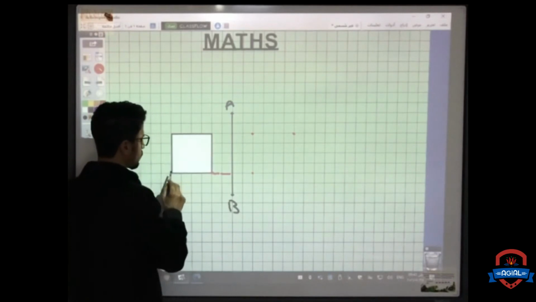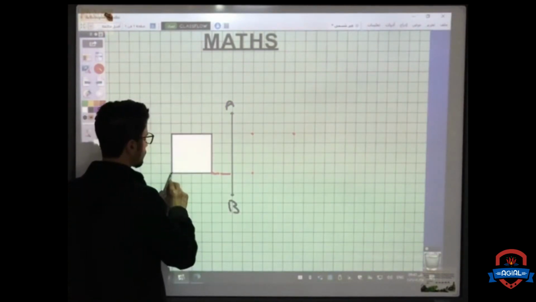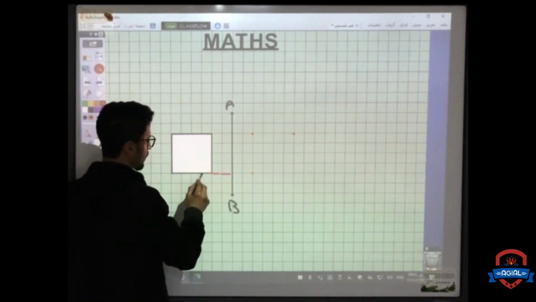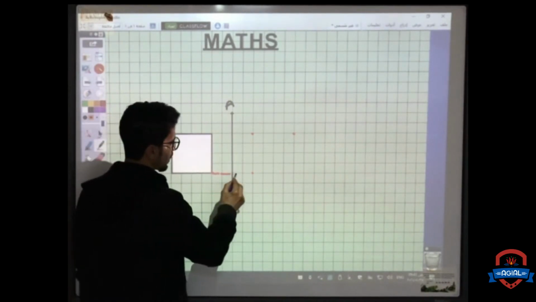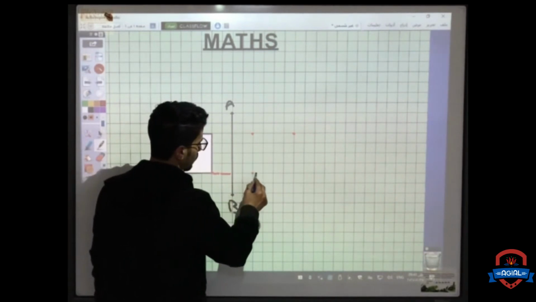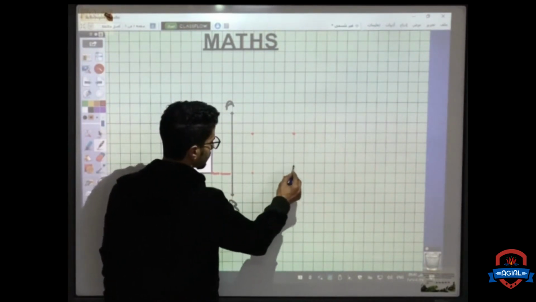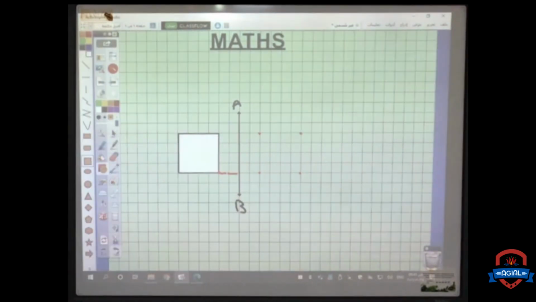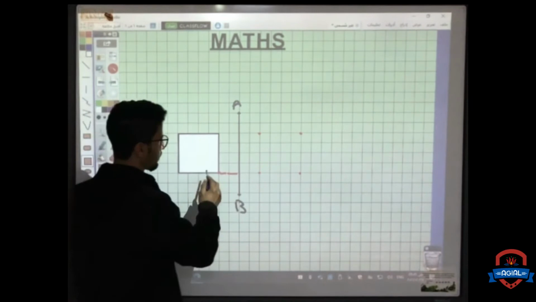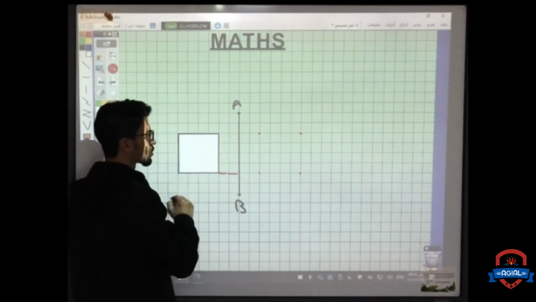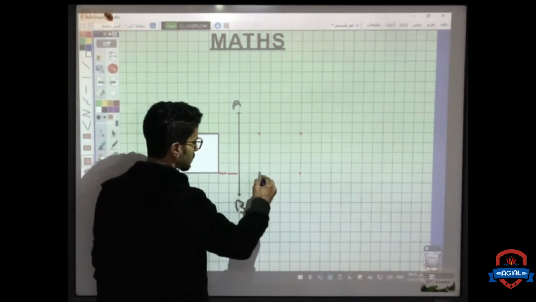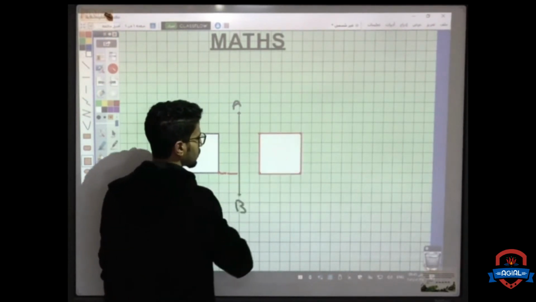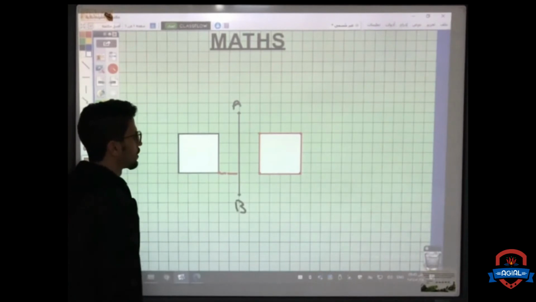Then we observe this point in the mirror. We have 6 units: 1, 2, 3, 4, 5, and 6. So we have this point. Now we can draw the reflection of this square using these points. We start from this point to these points. So now we make the reflection.